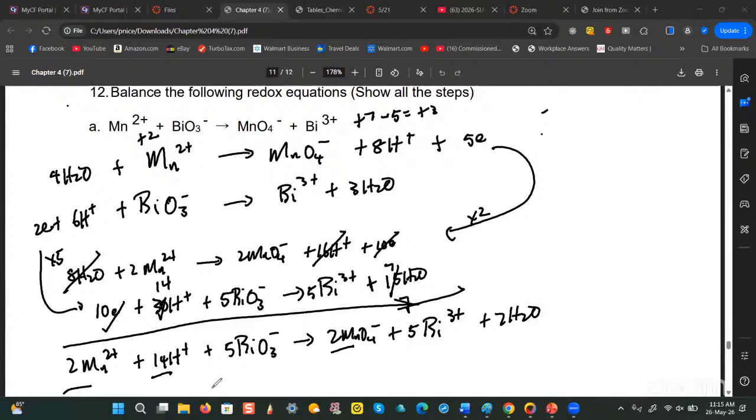And then finally, the charges. We have to make sure that the charges are balanced as well. So on the left side, we have plus 4, plus 14, minus 5. So that gives you what? That's 18 minus 5, that's 13, right? And then on the right side, we have minus 2 plus 5 times 3, 15. So that's 13 as well. So everything is balanced. All right? Any questions about this one? Any questions?